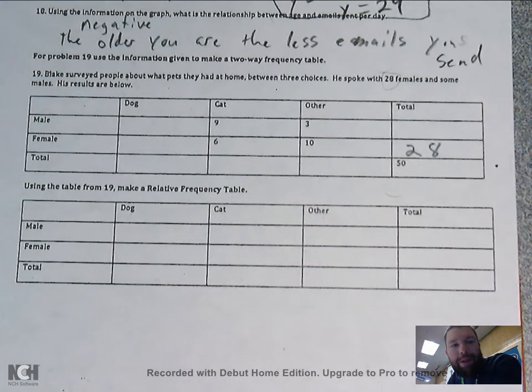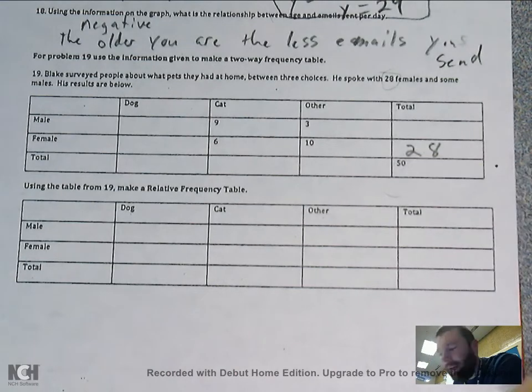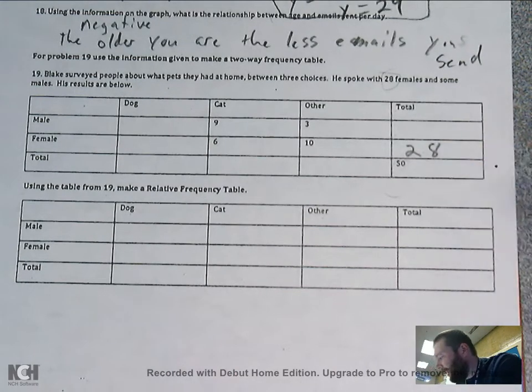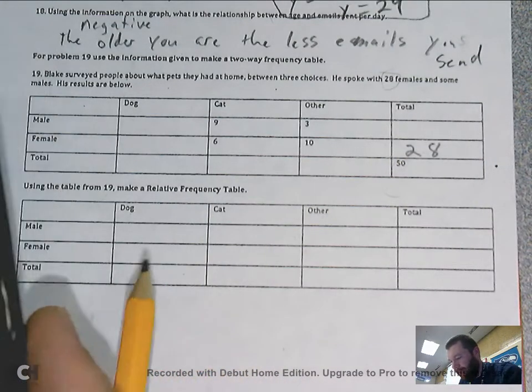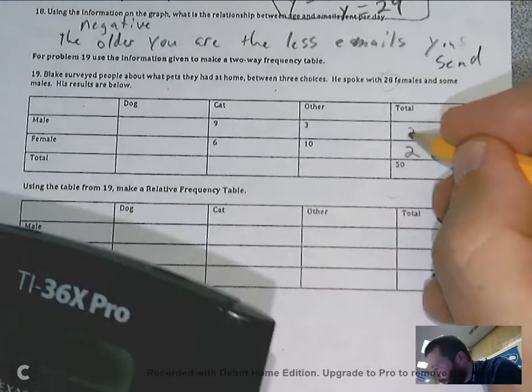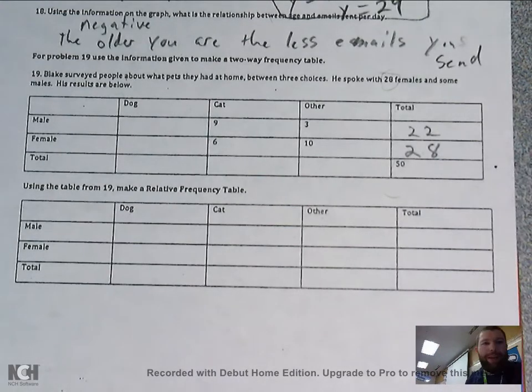Okay, so the first thing I have to do with this table is use what is given to me to finish filling out all the information. I have enough information here that I can do that. So if there's 28 females and 50 total people surveyed, if you take 28 away from 50, that should give me the number of males, right? So 50 minus 28 would be 22. If I do 22 plus 28, it should equal 50, right? That would be correct.